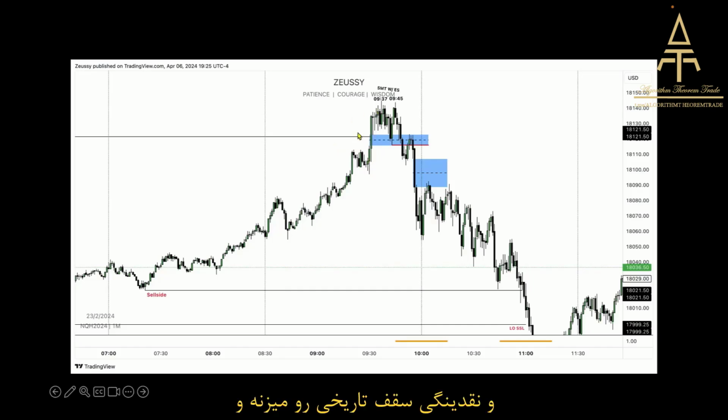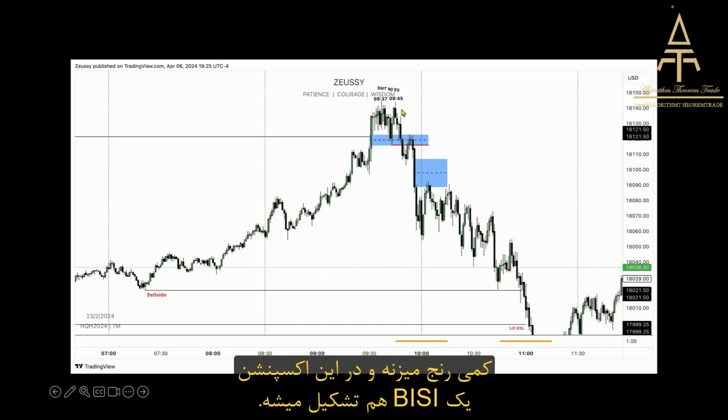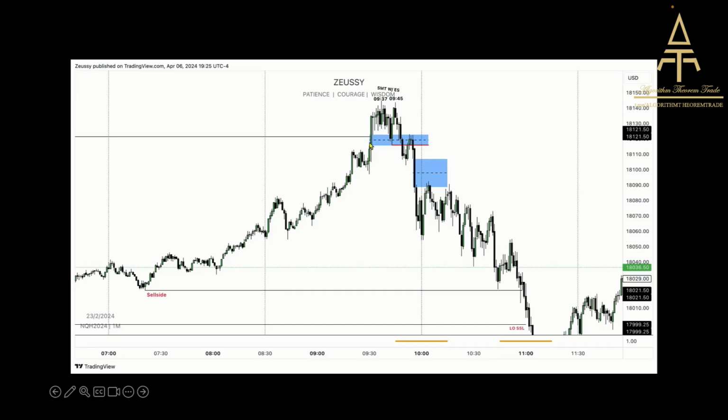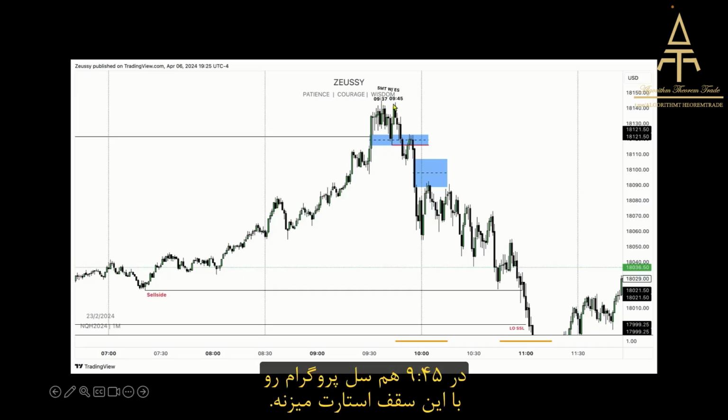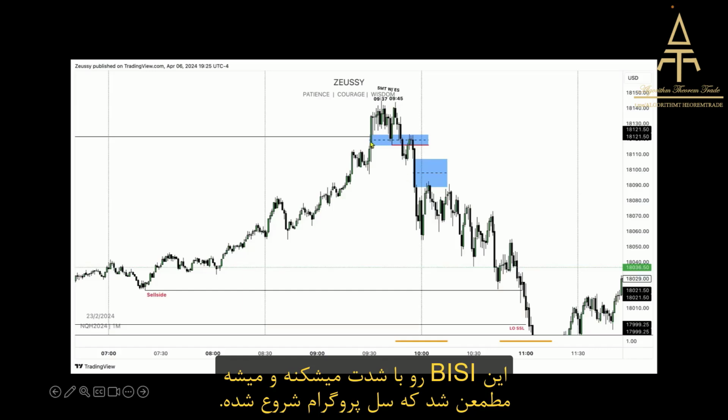Above that, it buys the liquidity of that old all-time high, and the market goes sideways for a bit. Inside of that expansion higher, a BC formed. At 9:37, Nasdaq formed its respective high. At 9:45, this high was created and the market began a sell program. It displaced below this BC, and we then saw that a sell program was initiated.